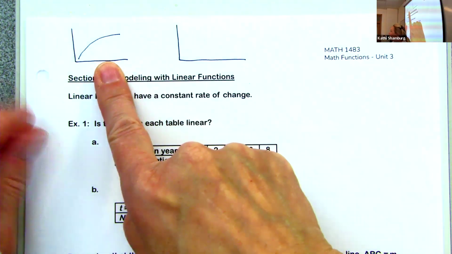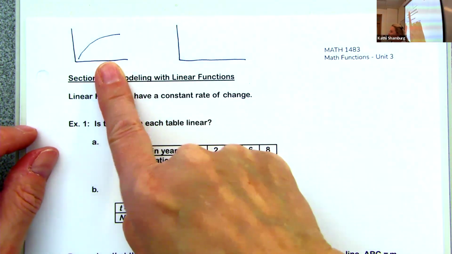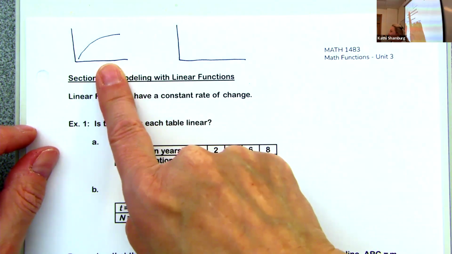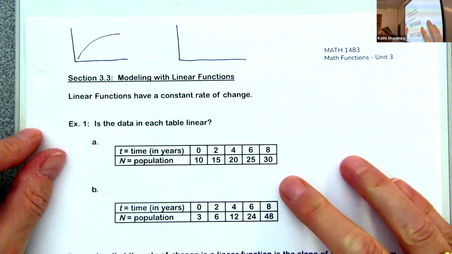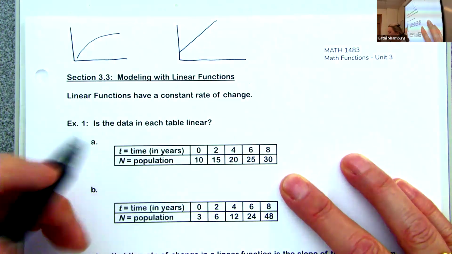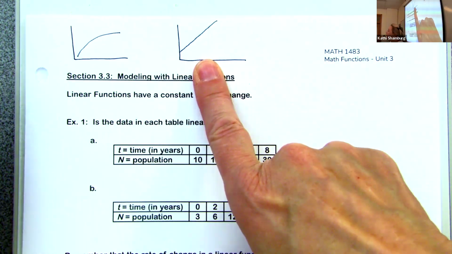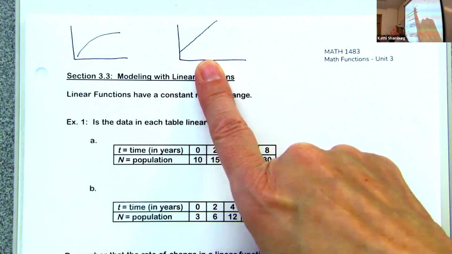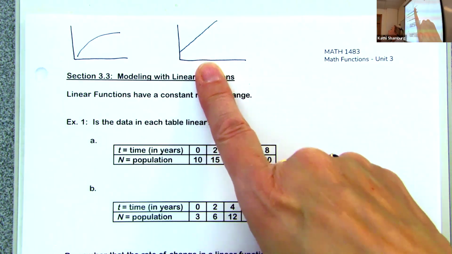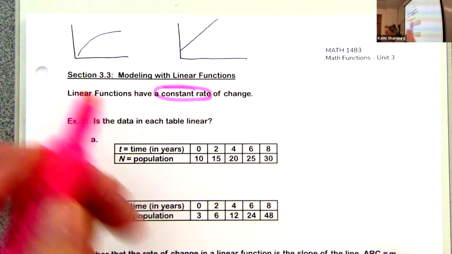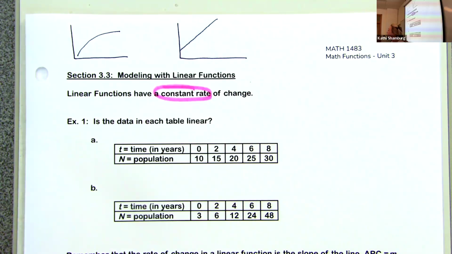If I asked you to explain this function, what would you tell me? The function is increasing at a decreasing rate, okay? But now we're talking about linear. So what is this line doing, or this function? It is increasing at a constant rate. So that's the key with linear. It has a constant rate.